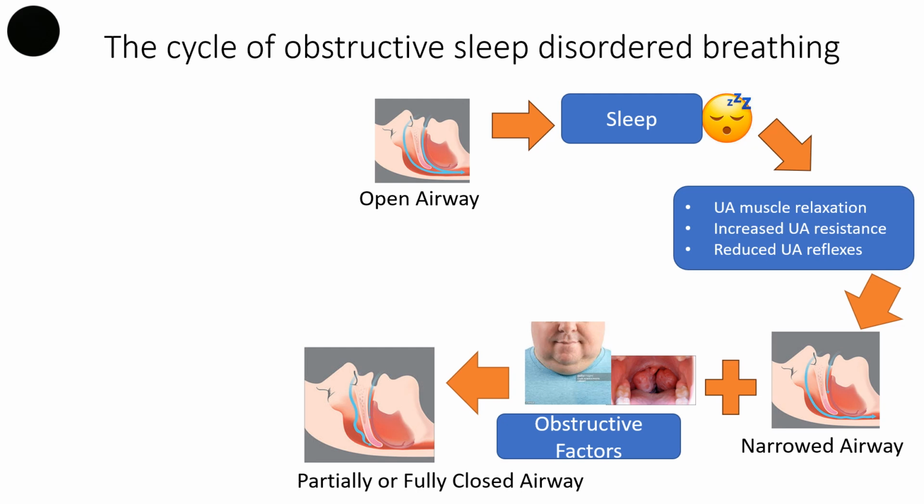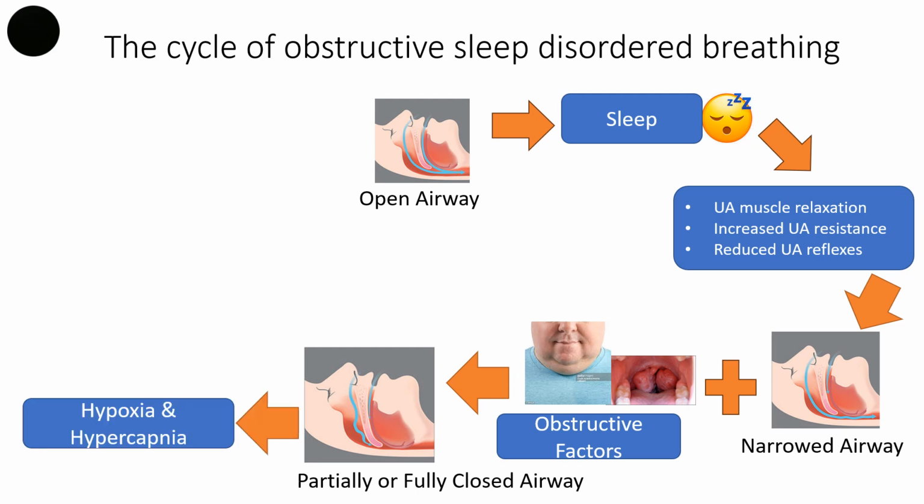If we're not getting air in, our oxygen levels go down, so we get something called hypoxia. And if we're not getting air out, our carbon dioxide levels, so that's our waste gas, goes up because we're not getting rid of it, and this is a condition called hypercapnia.